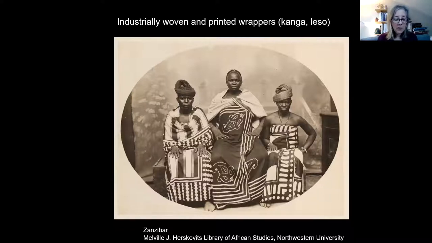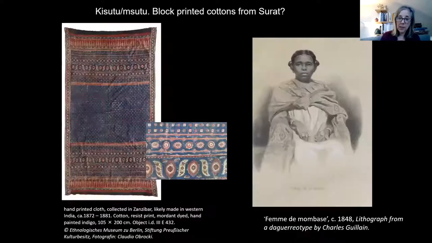Manvi export records from the 1850s do list small amounts of printed cottons that were moving to Africa, whereas Zanzibar import records suggest that prints were coming primarily from Surat. And they were known by two names, Masutu and Kisutu. I hope I'm pronouncing that correctly. Free Swahili women wore a pair of these Indian printed wrappers as their standard dress. And in the late 1840s, some 100,000 pieces were imported annually from Western India.